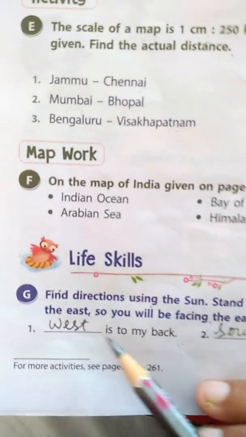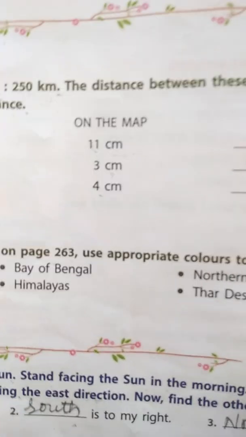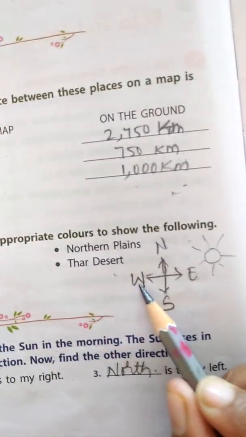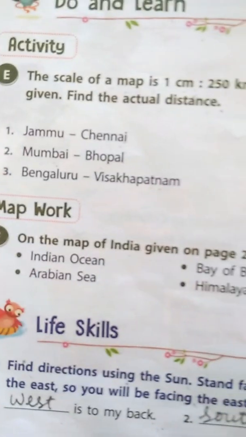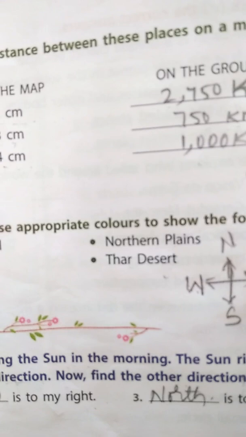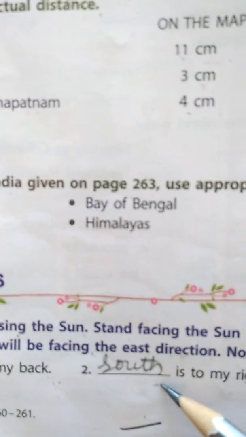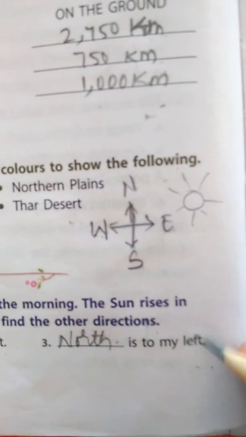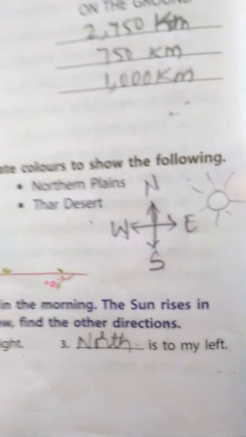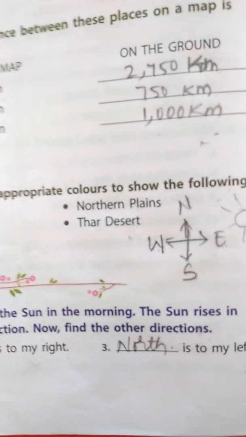First one, dash is to my back. What is back to east, children? It is west. Back to east is west. So you have to write west. Next, dash is to my right. What is to your right? South is to your right. Next, dash is to my left. What will be the left? North will be to your left.